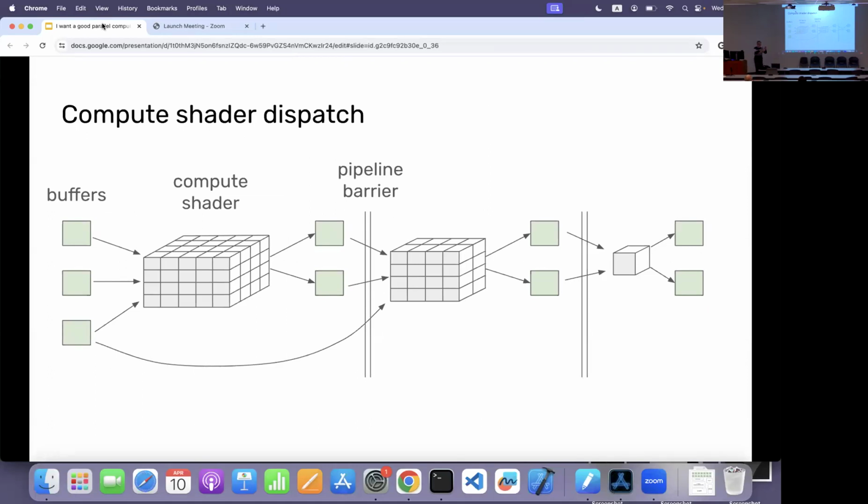You've got the input buffers, and those are just ordinary RAM, there's nothing special going on there. Then you dispatch this compute shader, you give it a grid, X, Y, Z, and you say run all the threads in there, essentially in parallel. It's all scheduled by the GPU hardware, and those threads are going to write their output to other buffers.